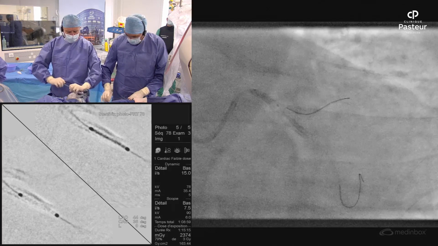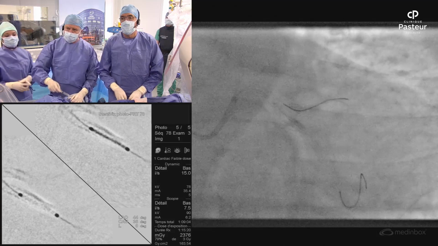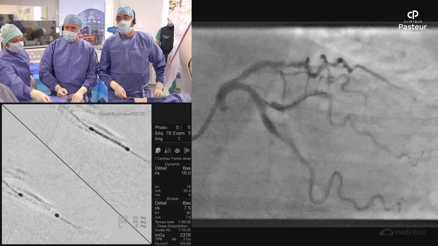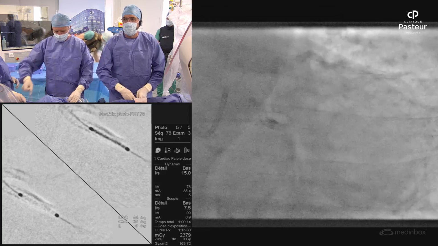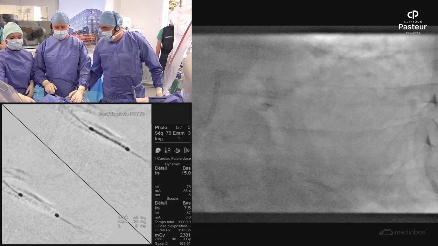Excellent. Test. If it is okay, I think we can remove everything. Yeah. Test. I think it's okay. Correct. So we remove everything. Nitroglycerine, final nitro, and then we will take the final view. Inject. Yeah. Okay, ready? Okay.